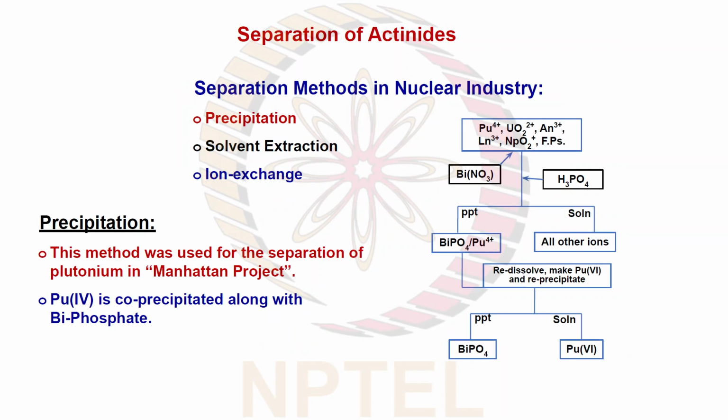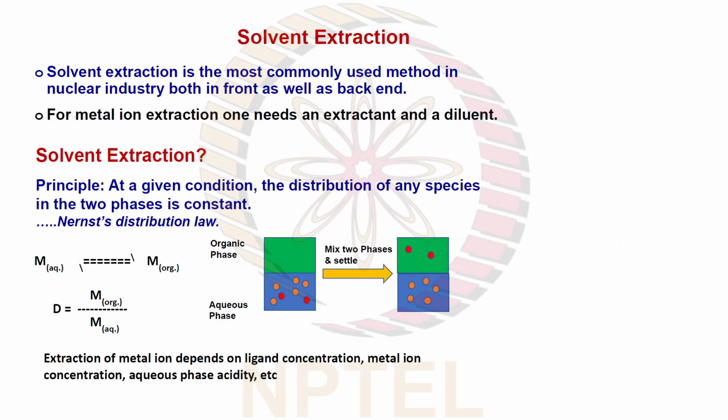So the separation of actinides in the nuclear industry can be done by precipitation, solvent extraction, and ion exchange. Precipitation: this method was first used for the separation of plutonium in the Manhattan Project, and plutonium 4 is co-precipitated along with bismuth phosphate.